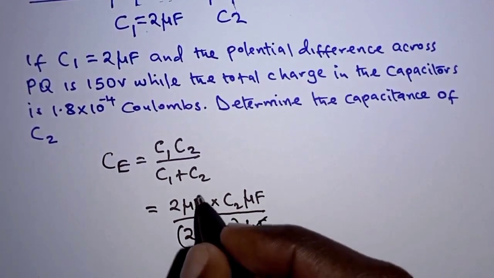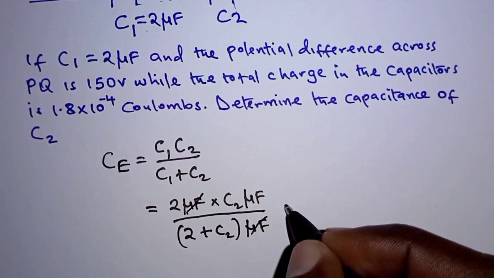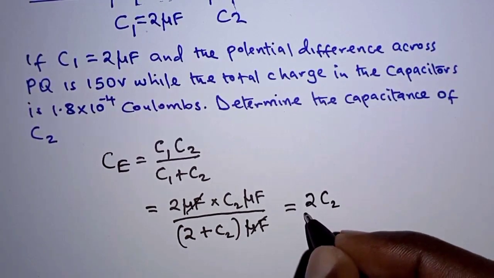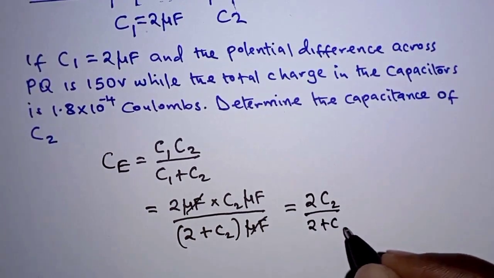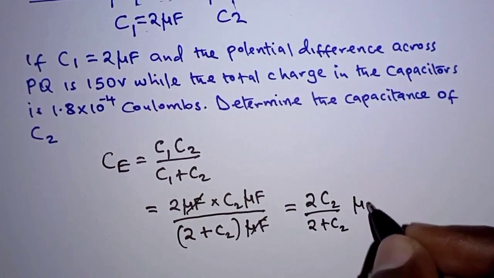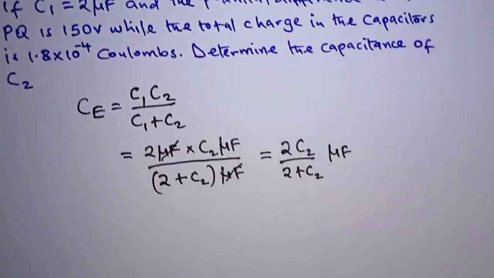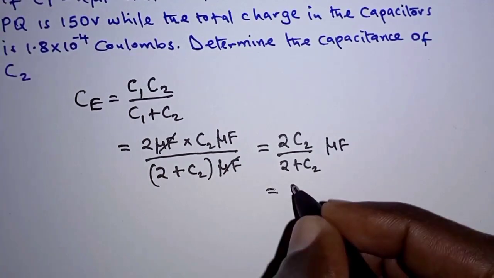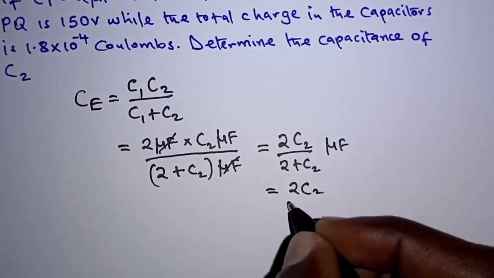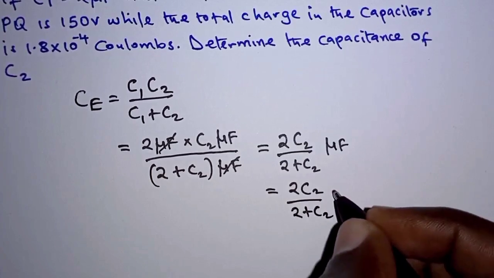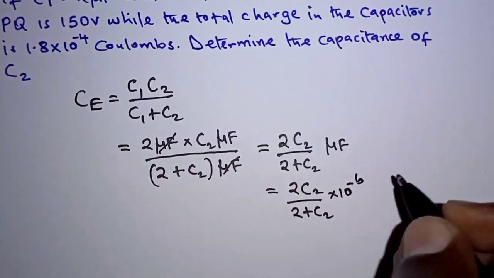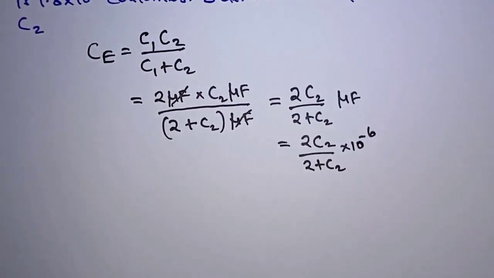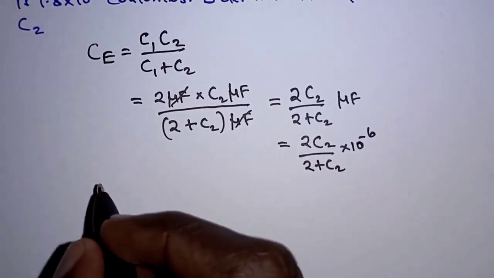So we can have this and that cancelling. And this simplifies further to twice C2 over 2 plus C2 microfarads. Micro means 1 over a million, so that is 10 power negative 6. So this is twice C2 over 2 plus C2 times 10 power negative 6 farads. Now with the effective capacitance, we'll proceed on as follows.